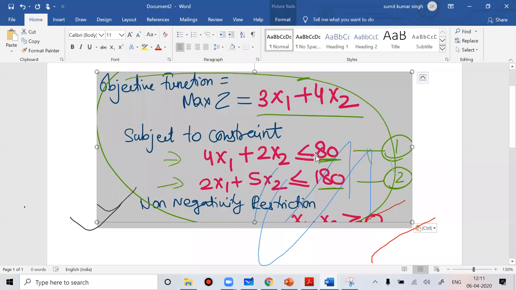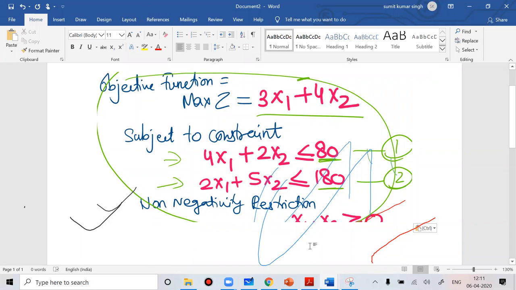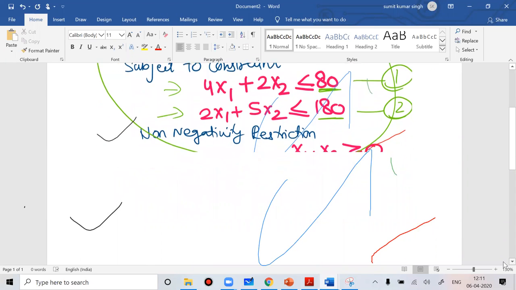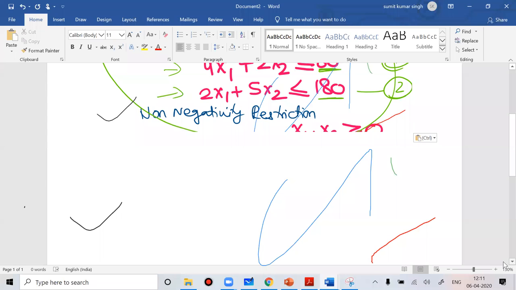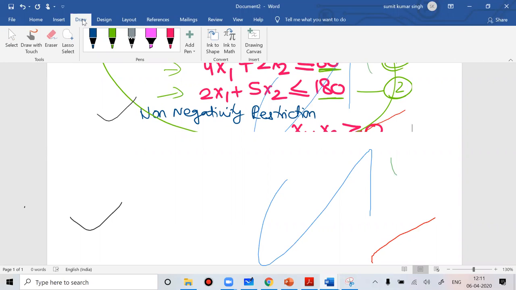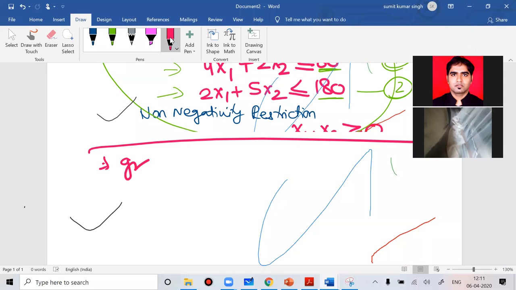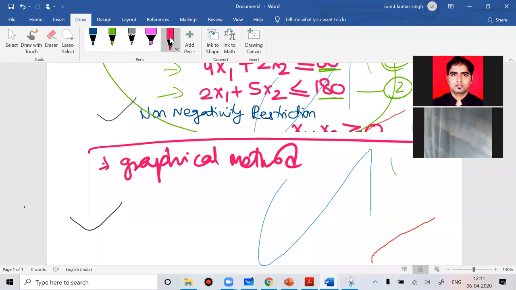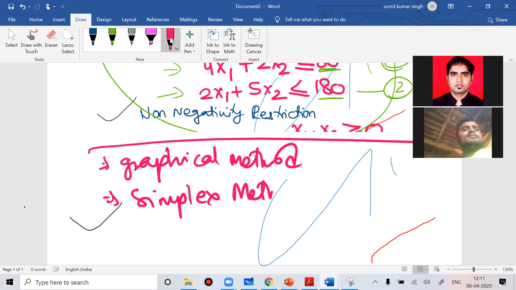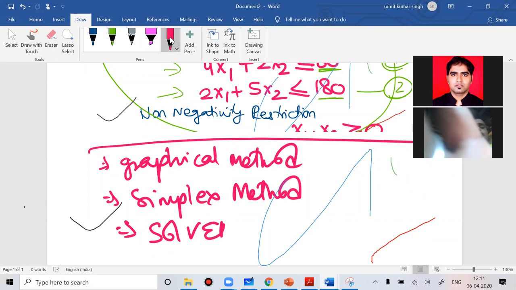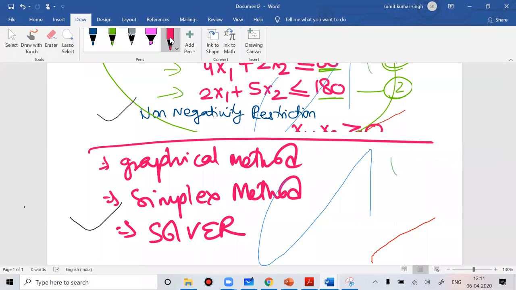Now you will say, sir, I want the value of x1 and x2. To get the value of x1 and x2, we either follow the graphical method, or we follow the simplex method, or in MS Excel we use a solver. In MS Excel, we use solver to find the value of x1 and x2.